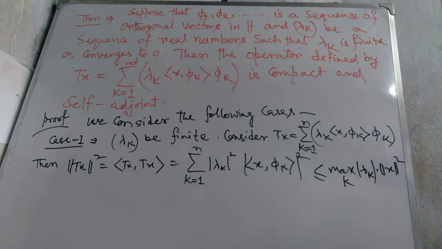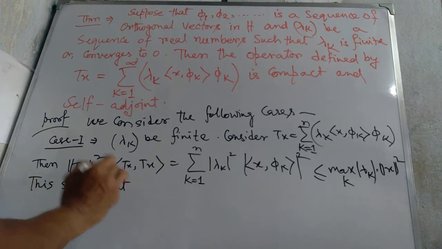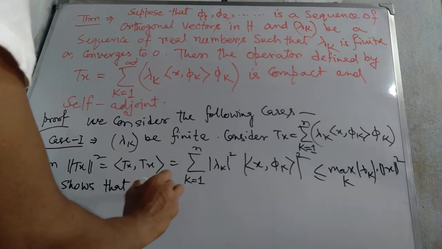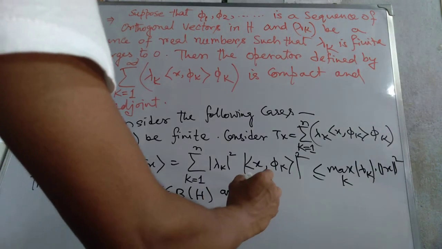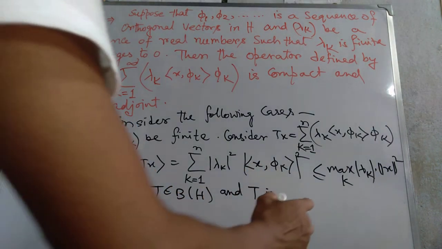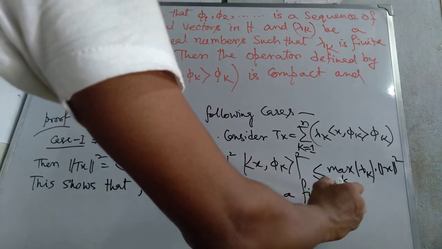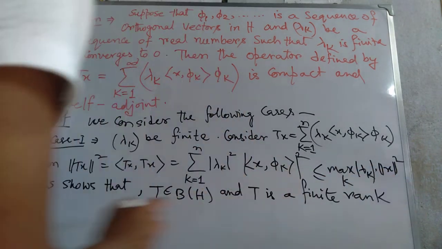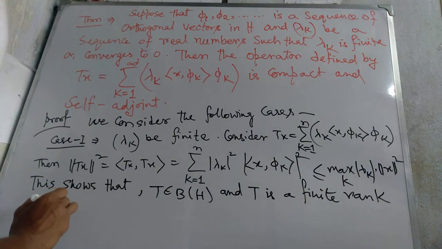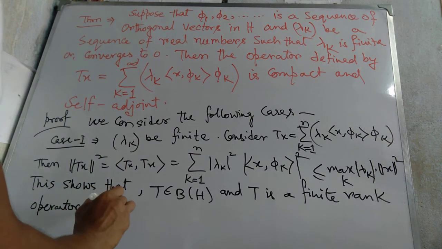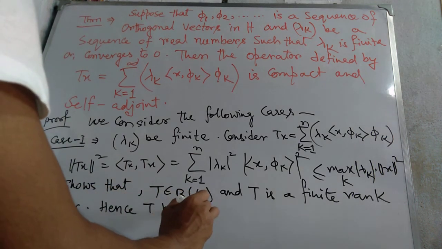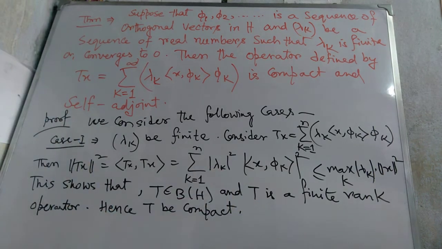Okay, then this shows that T belongs to BH and T is a finite rank operator. Hence T is compact.